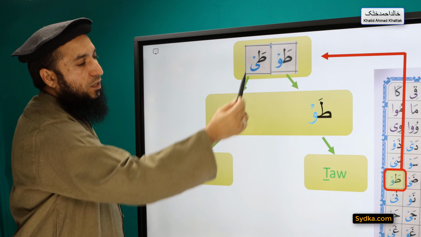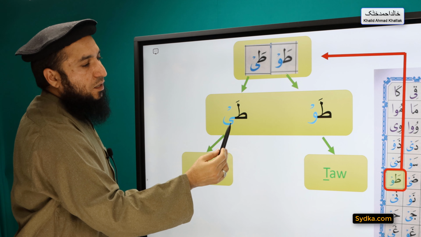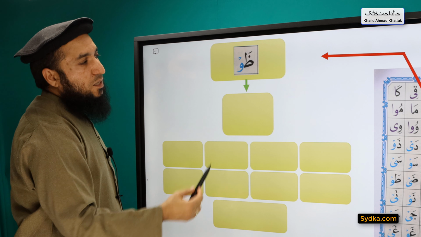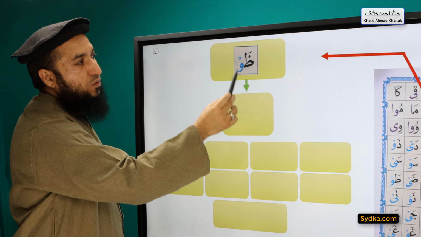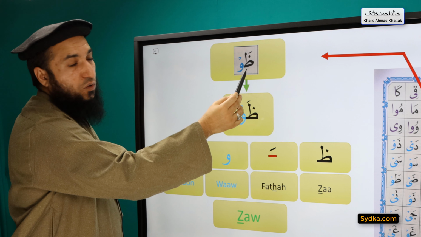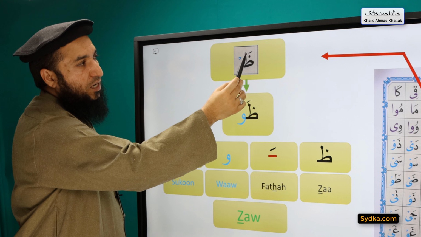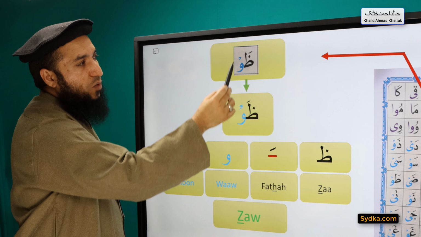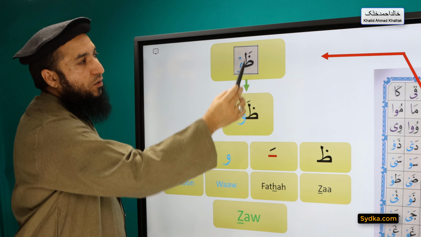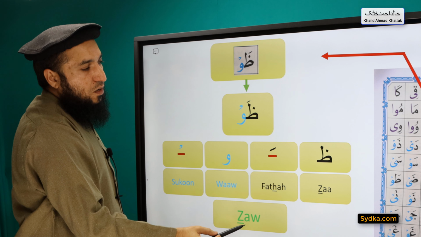Taw, Tay. Taw, Tay. The next syllable we have is Dha, Fatha, Waw, Sukoon, Dhaw. Dha is a heavy letter, it has Fatha on top of it, it is followed by Waw, and Waw has a Sukoon. Dha, Fatha, Waw, Sukoon, Dhaw.